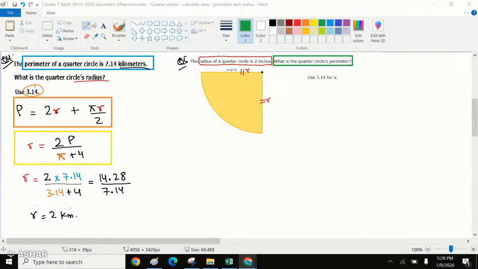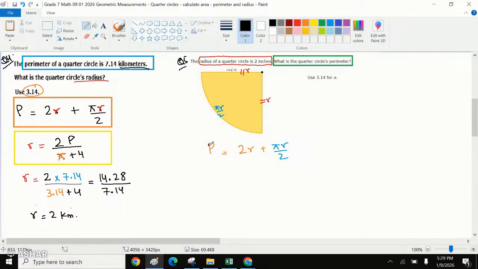What is the formula for the perimeter of a quarter circle? We will be saying that perimeter is, there are total 3 sides, right? There are 2 radius plus this part of the circumference, that was pi r upon 2. 1/4 of the circumference, right? This is pi r upon 2.